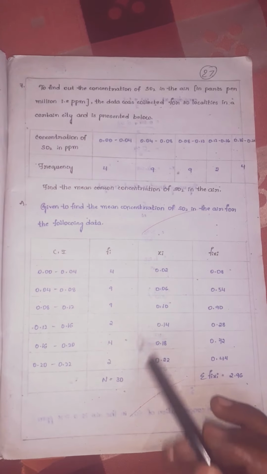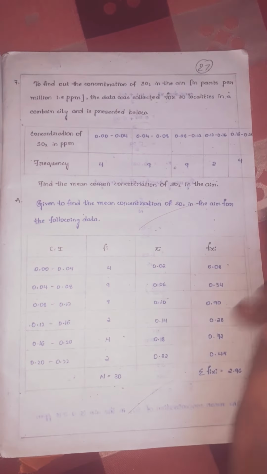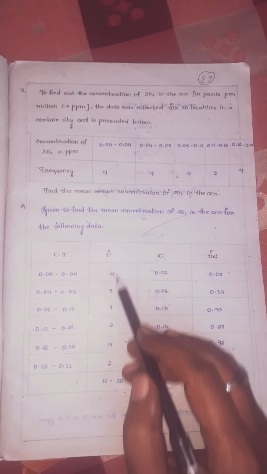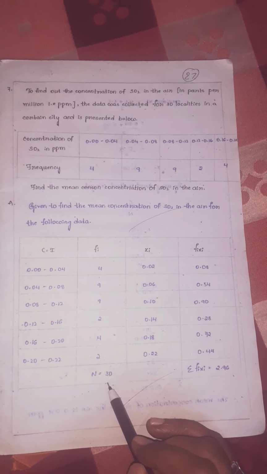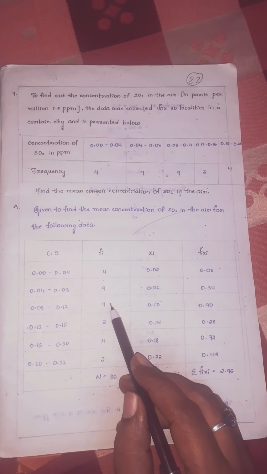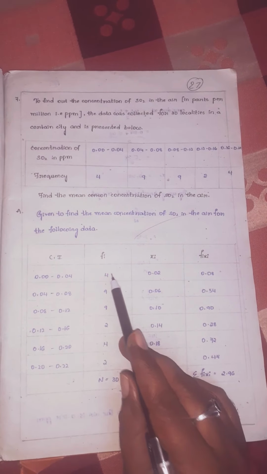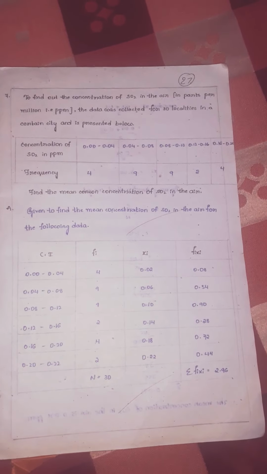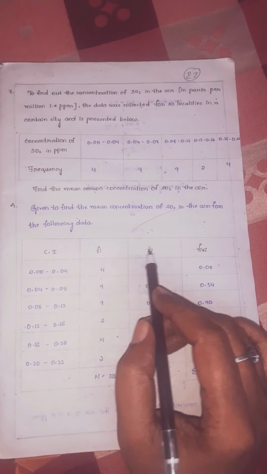Whatever the first row is given, it will become the first column. The next, frequency, second row will become the second column. If you add all these frequencies, how much will it come? 30. Why? Because 2 plus 4 is 6, 6 plus 2 is 8, 8 plus 9 is 17, plus 9 is 26, plus 4 is 30. So go for the same process, children, here also.